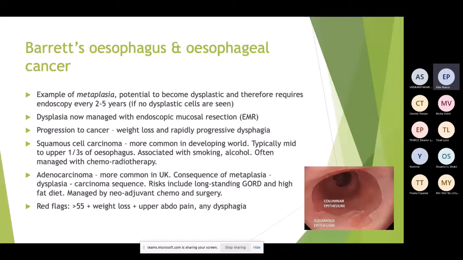So if the person's scoped every 2 to 5 years, and if they find some dysplastic cells, then we now manage this with endoscopic mucosal resection. This saves the person having to go through an esophagectomy, which is what we used to do, and obviously is a lot more invasive with a lot more complications. Any features of cancer, so things like weight loss or rapidly progressing dysphagia, need to be investigated promptly.